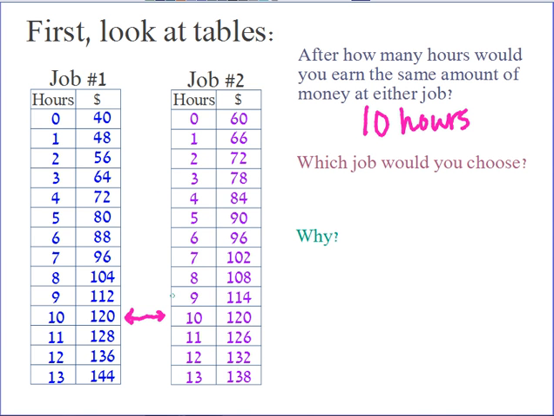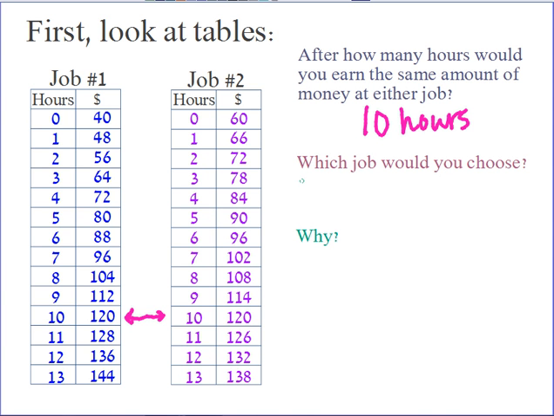So how do you decide which job to choose? We need to take into consideration how many hours we're going to work that job. For instance, what if I only wanted to work 5 hours at this particular job? Not very realistic, but it could happen. If I were only working 5 hours, I would want to choose job number two because I would make more money. But what if I wanted to work for, say, 15 hours or 60 hours or anything that's greater than 10? Which job would be better for me?